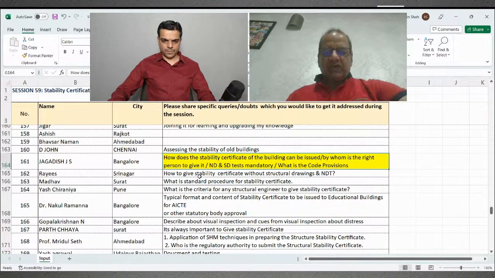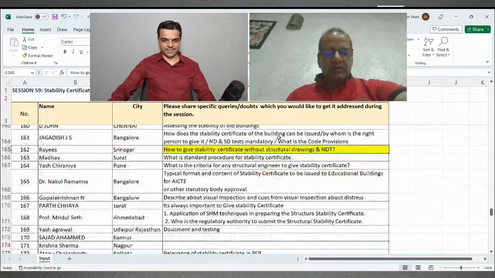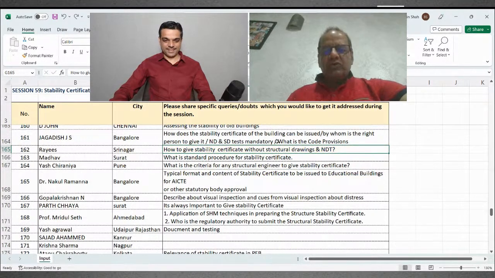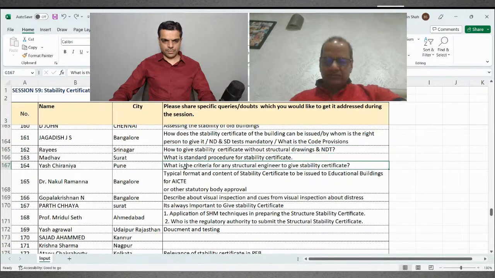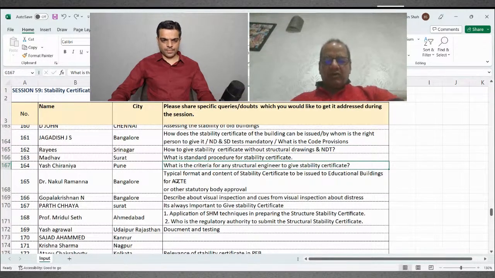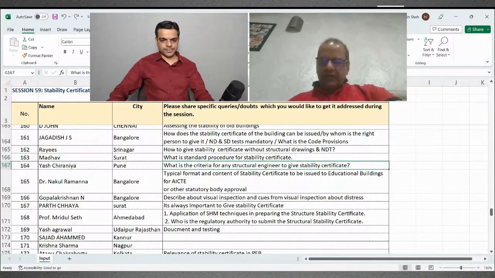How to give a stability certificate without structural drawings and NDT? Not possible. For an existing building, you have to prepare the as-built drawings, do the NDT, and then only do the analysis, and then only certify. What is the criteria for any structural engineer to give stability? As per NBC, if you qualify, then you can issue it if you have designed and you are confident about the design.